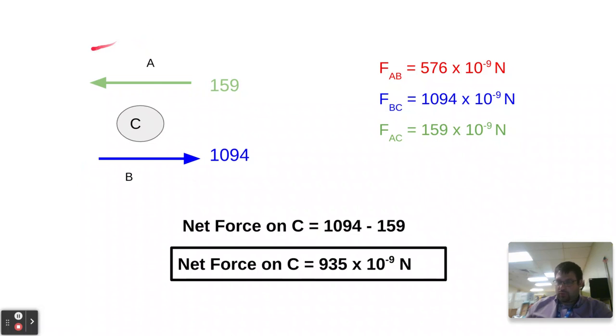The last one, though, we have a fight. We don't know which one C is going to go to, so that's why we're doing all these calculations. So in this case, the green arrow is 159. The blue arrow is 1094. Here, when I'm showing my math, 1094 is positive because it's going to the right. Negative 159, negative because it's going left. If I put those together, I get a total of 935. Notice my answer is positive because this number is bigger. So C, if we let it go, would actually go to the right. And then I'm adding in the exponent units here.